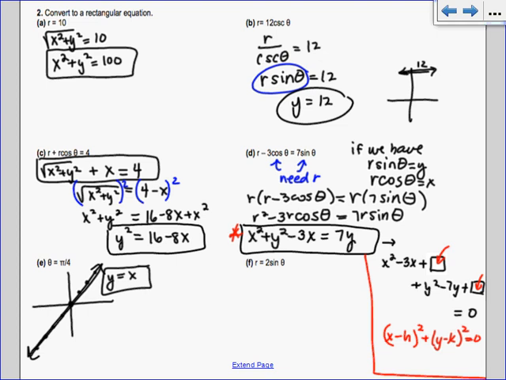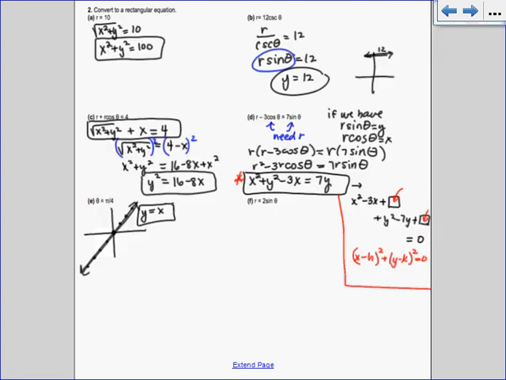So I wanted to do one more, just in case you had another one. Let's call this part G. What if you had theta equals pi over 6? Well, pi over 6 means that you're going to be along this pi over 6 line right here. And we know it goes through the point 0, 0 for the rectangular coordinates, but we don't know m. So we don't know the slope of the line, but we can figure it out.